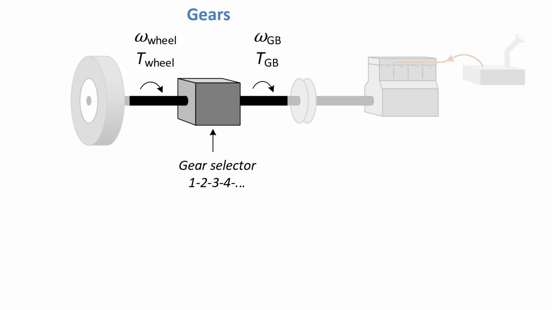The next step in the transmission model is the gears. This part of the model includes both the gearbox and the final gear. The gearbox has a number of different gears which can be selected by the driver or a control system.